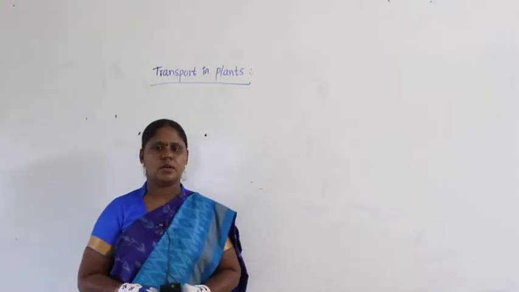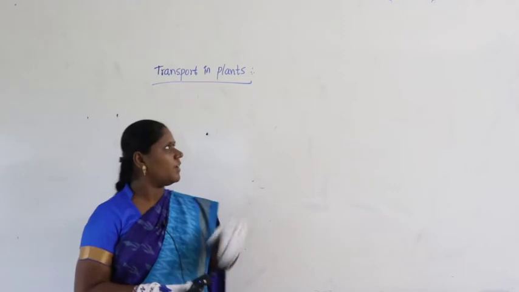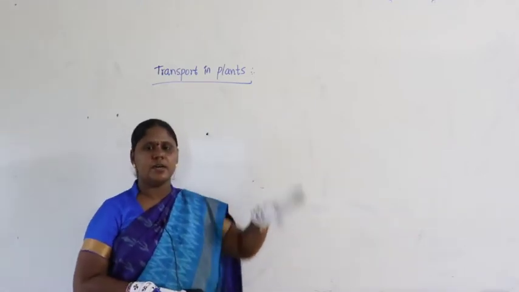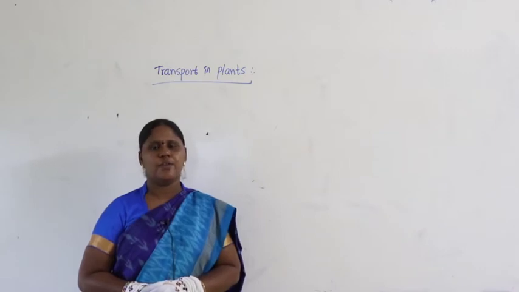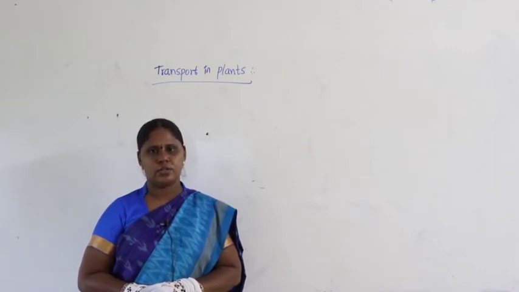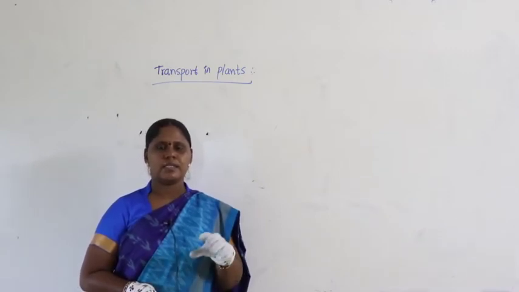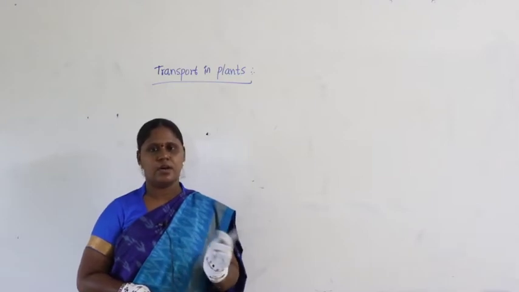Hello students, now we are going to discuss the chapter on transport in plants. The theoretical concepts we have discussed include phloem transport. Phloem transport includes the translocation of food materials. We even discussed sources and sinks are variable.